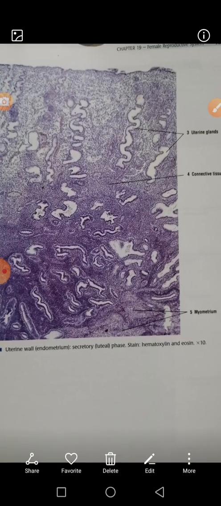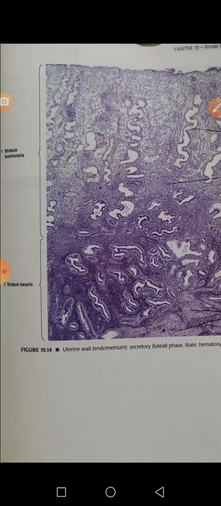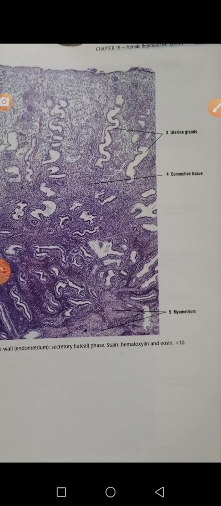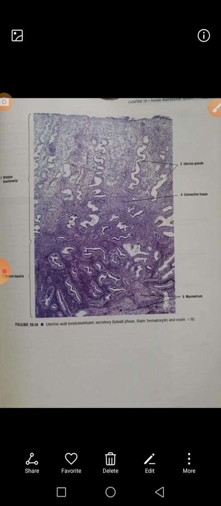Now this is the endometrium secretory luteal phase again. You can see the stratum functionalis and the stratum basalis. You can again see the uterine glands. They are tortuous and hypertrophied. You can see the connective tissue, which is edematous.